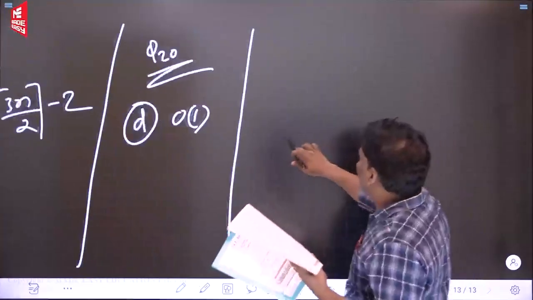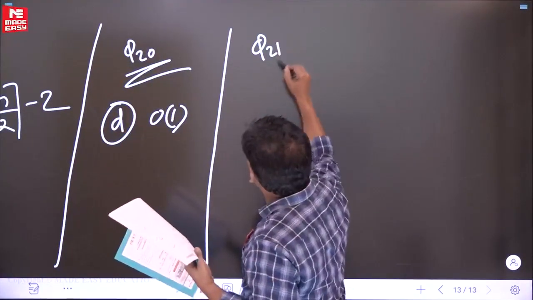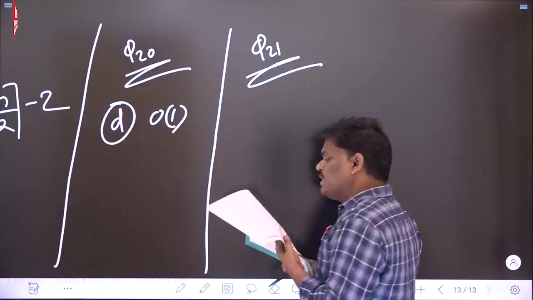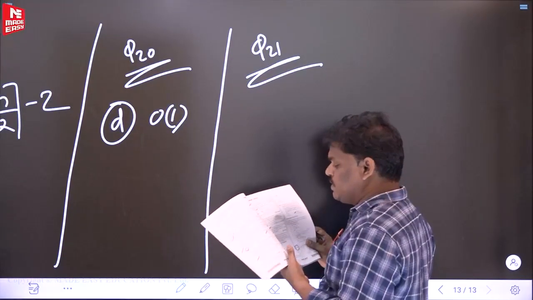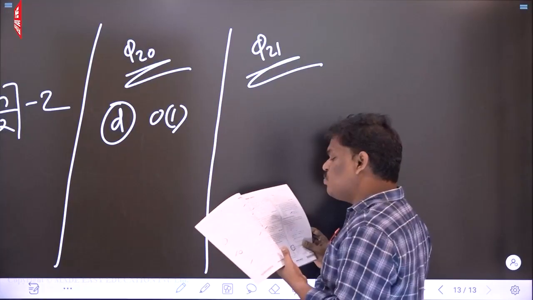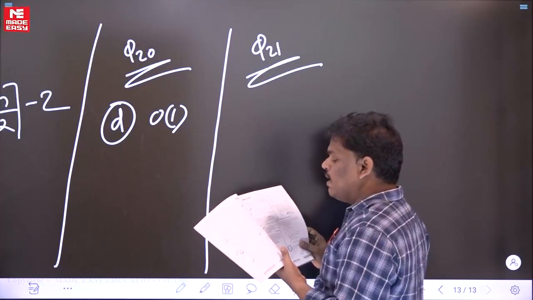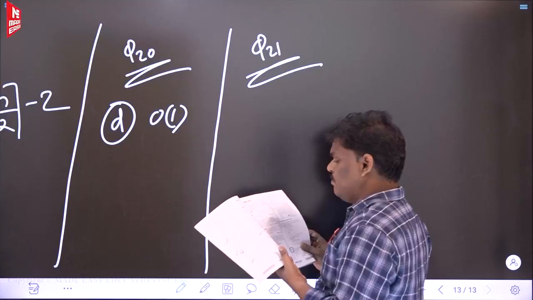Question number 21. It is there in your notes also. Let's check what question number 21 is. Assume an array A[1 to n] has n elements, and every element of the array is positive, and all elements are less than or equal to n.